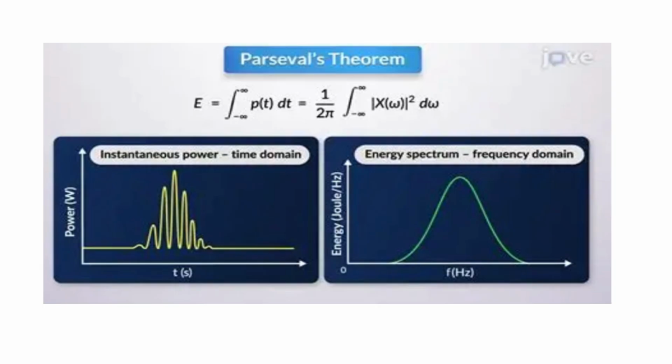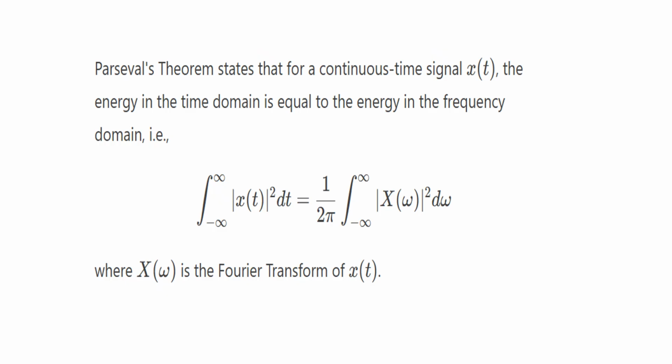So the Parseval's theorem equation is E is equal to the integral from minus infinity to infinity of p of t dt, which is equal to 1 by 2 pi times the integral from minus infinity to infinity of modulus of X of omega the whole square d omega. Parseval's theorem states that for a continuous time signal x of t, the energy in the time domain is equal to the energy in the frequency domain. That is the exact statement of Parseval's theorem.